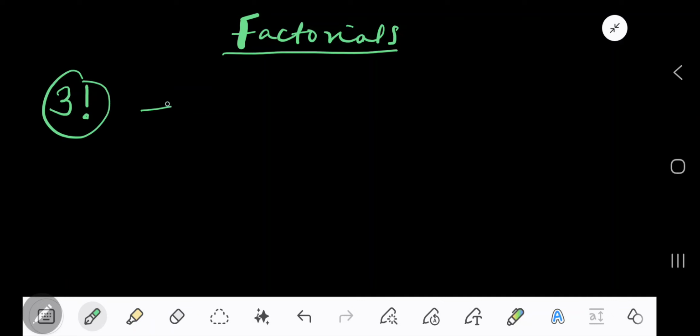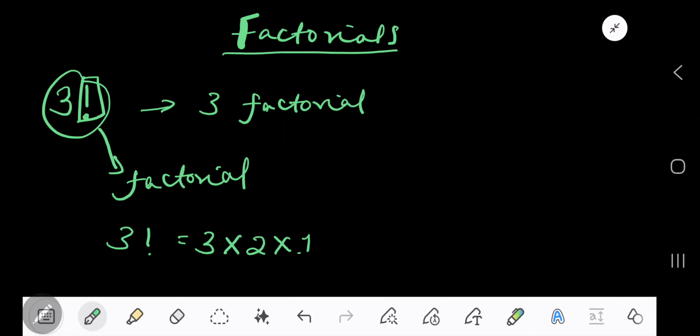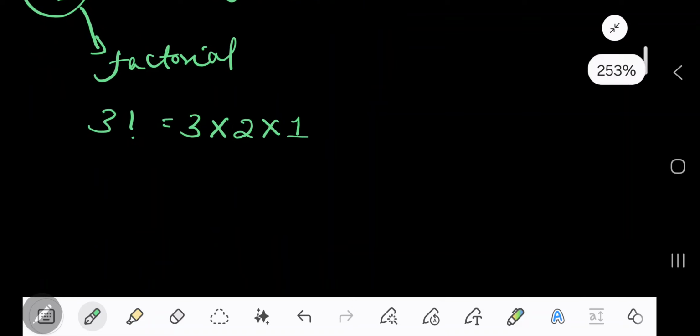This stands for 3 factorial. The exclamation mark stands for factorial. So, what does 3 factorial mean? 3 factorial means the product of 3 and every number before it all the way till 1. 3 factorial is 3 into 2 into 1.